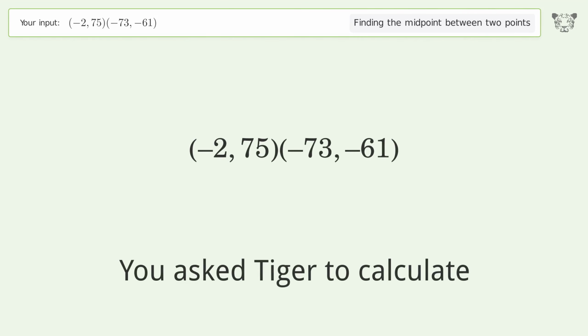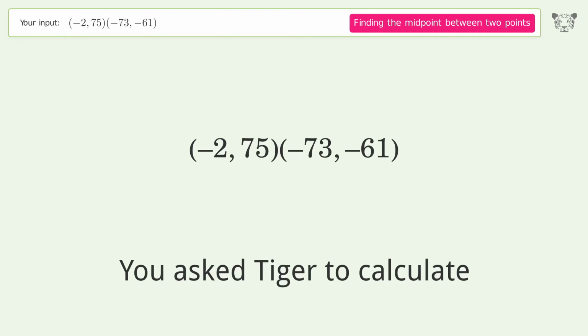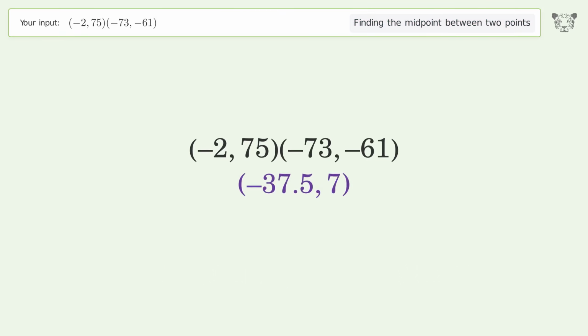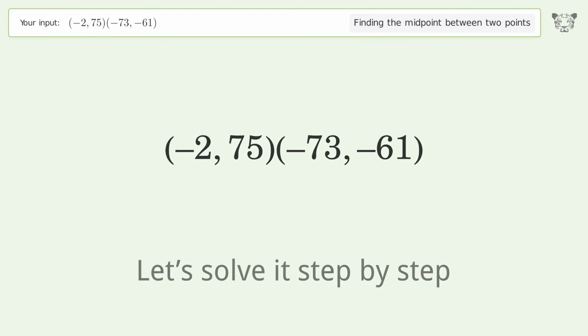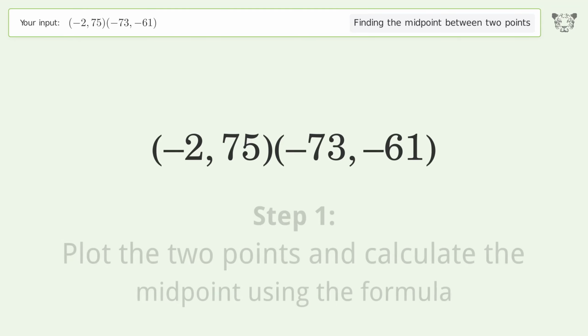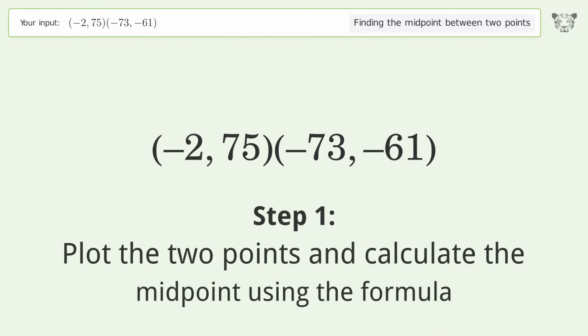You ask Tiger to calculate. This deals with finding the midpoint between 2 points. The midpoint between the 2 points is -37.57. Let's solve it step by step. Plot the 2 points and calculate the midpoint using the formula.